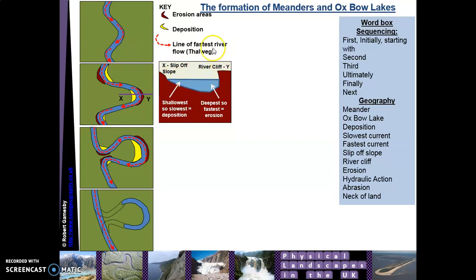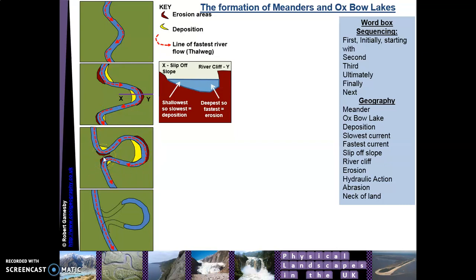So on the outside bend, you get a river cliff, deep, fast moving water. On the inside bend, you get a slip-off slope, a shallow area of deposition. So over time, what happens is you get a small bend. The bends then get bigger because the outside bend erodes and on the inside bend you get deposition. And then what will happen is this here, the third diagram, will occur.